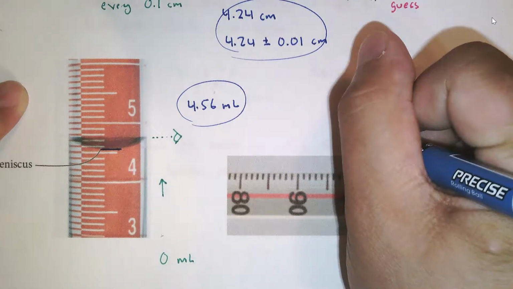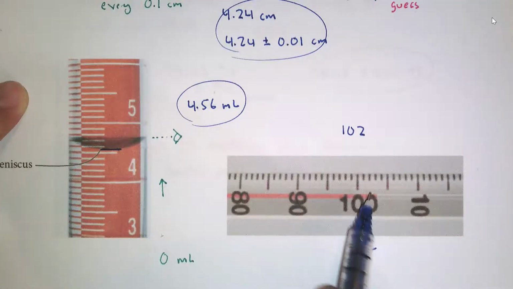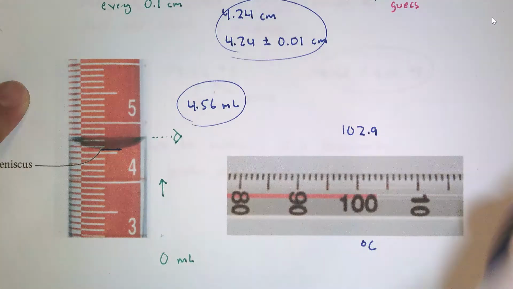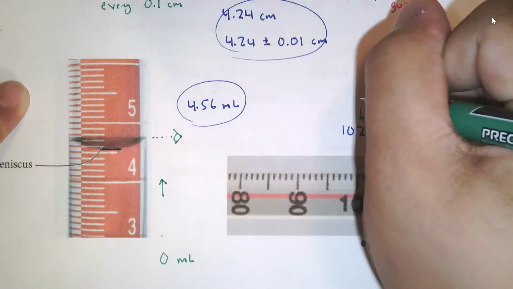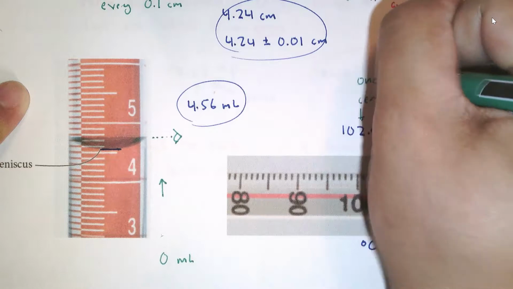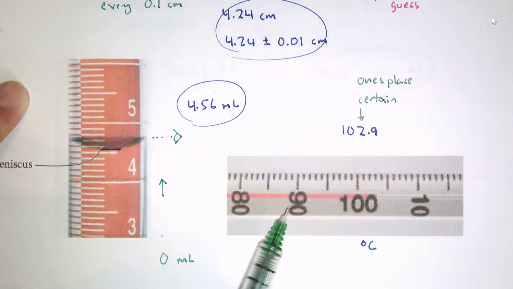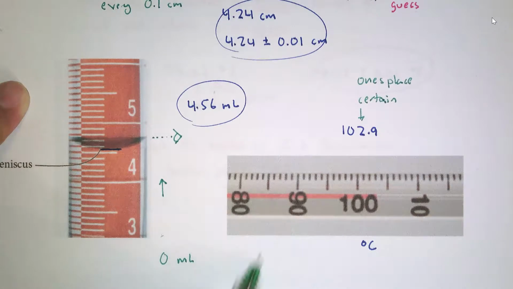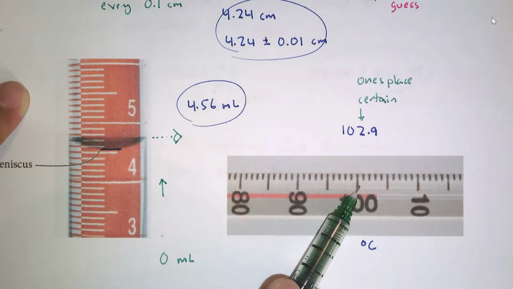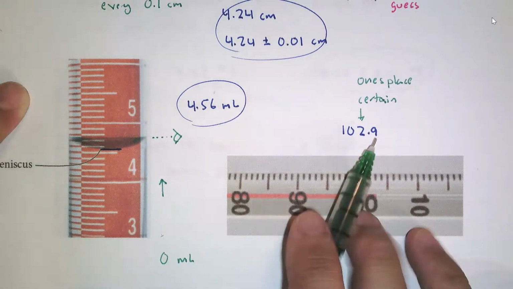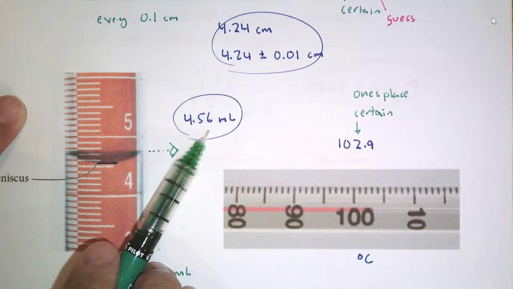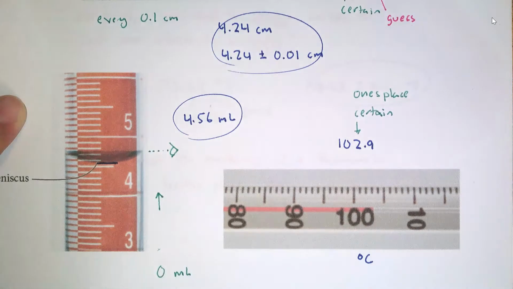I know for sure 102, and then my guess is 0.9. Again, this is the certain, and this is the ones place, right? Because every marking is actually 1 Celsius: 90, 91, 92, 93, 94, 95, 96, 97, 98, 99, 100. So this is different than the others. So we only go to the 10th place. The last two examples we went to the 100th place because the markers were every 10th.